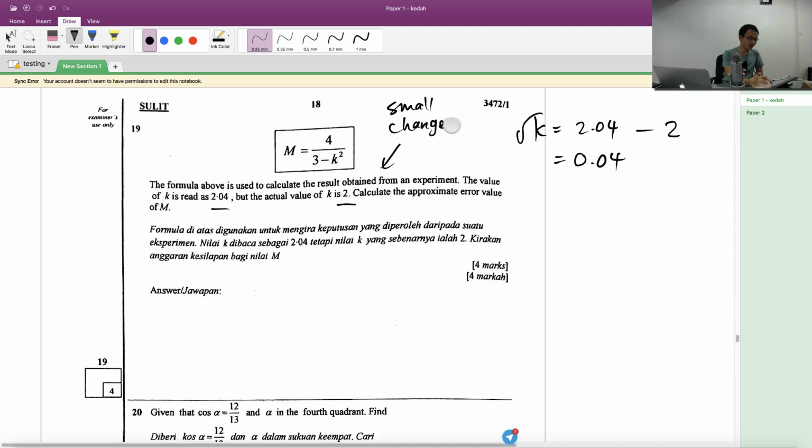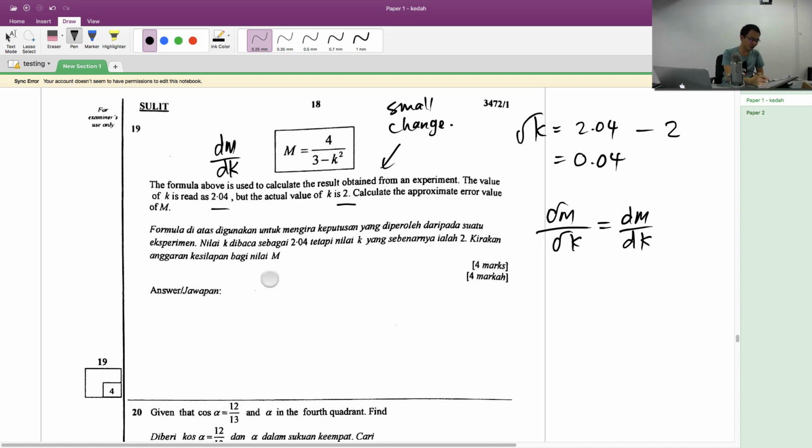So small change, we will need to do the formula for small change. Small change is basically something like this. If we differentiate this, we get dm/dk, isn't it? So small change, I will say change of m over change of k equals dm/dk. Now we already found change of k. We need to find dm/dk.